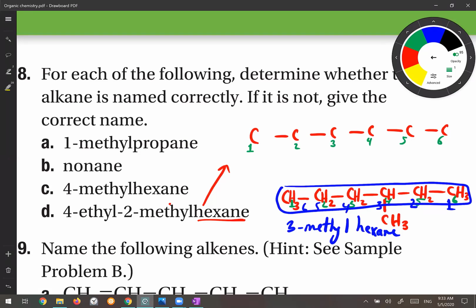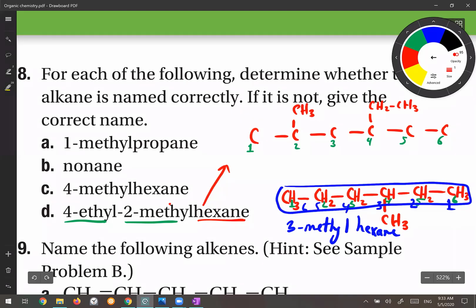It says in the 4th position I have ethyl. So in the 4th position I add ethyl. The ethyl is CH2, CH3. This is ethyl. And it says on the 2nd position I have methyl. So on the 2nd position I have methyl, which is CH3.